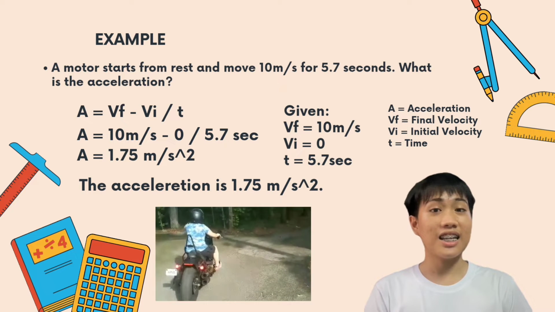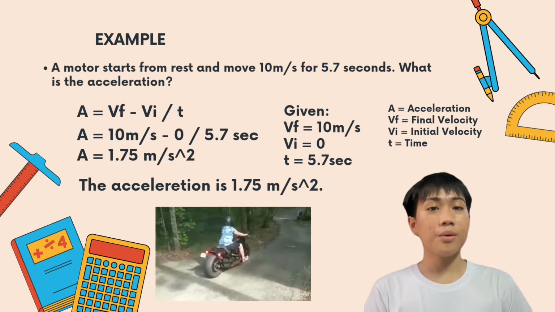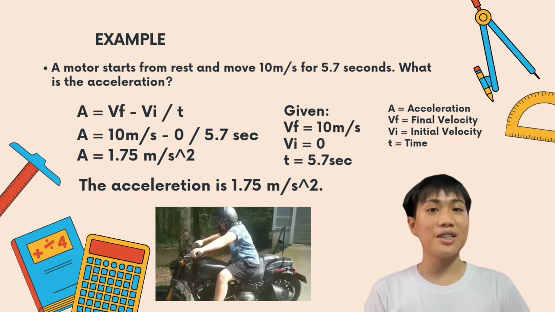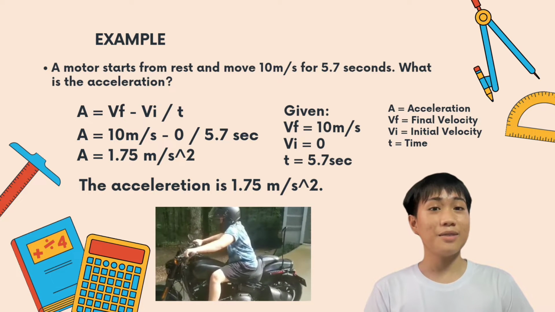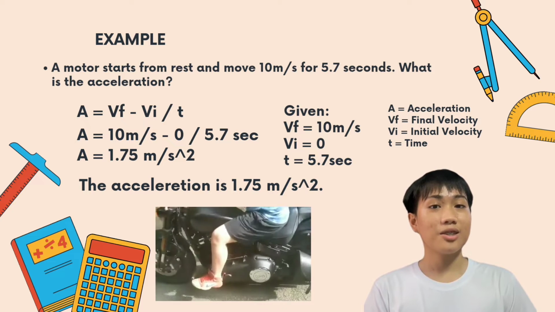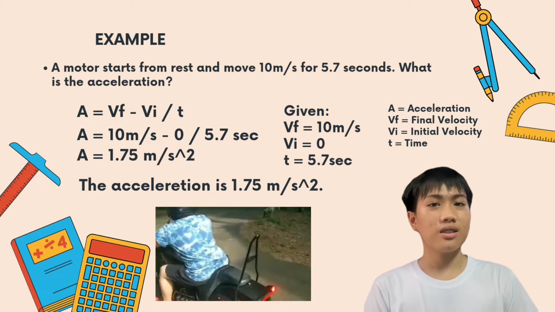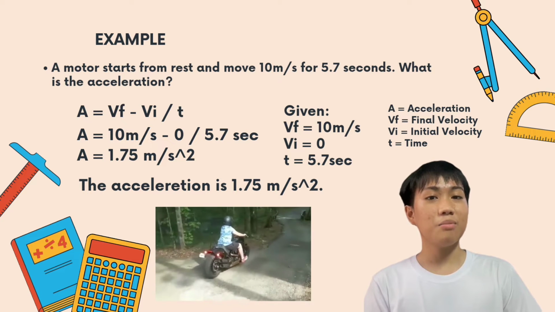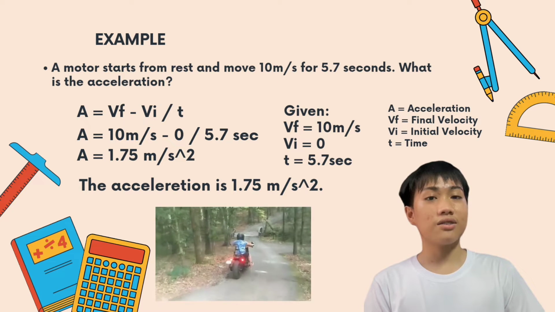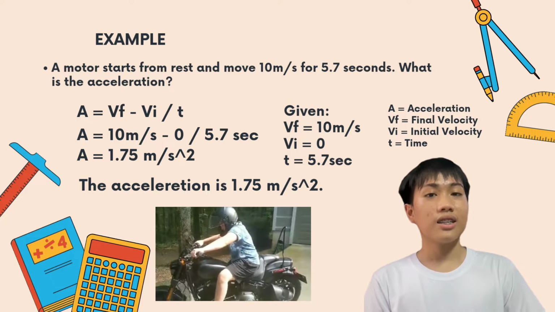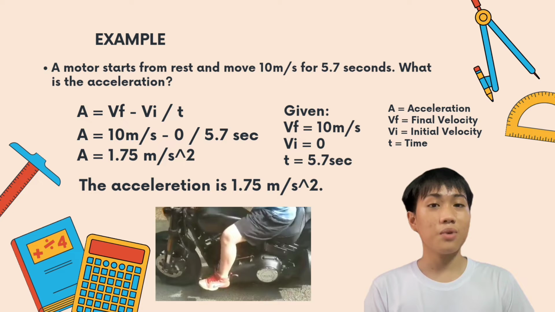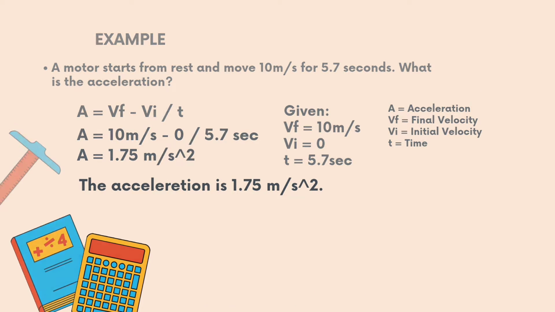What is the acceleration? First, we have the formula of acceleration, and it is a equals final velocity minus initial velocity divided by time. Second, subtract the final velocity, 10 meters per second, and initial velocity, 0 meters per second because it is at rest. Then divide it by the time, 5.7 seconds. So our acceleration is 1.75 meters per second squared.